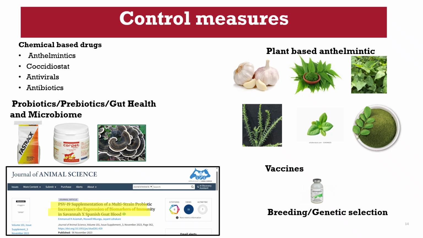Some of the control measures that we have include chemical-based drugs like anthelmintics, antibiotics. We see some research also being done on probiotics and prebiotics. Some use plant-based anthelmintics, example Sericea lespedeza. They have been seen to be able to improve the immunity of the goats, and that way you don't have to rely on the chemical-based drugs.